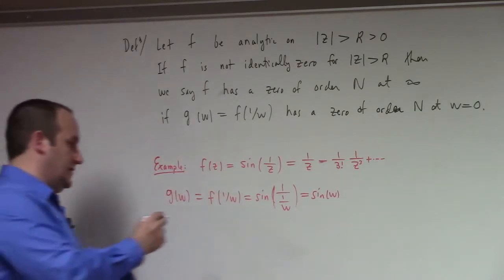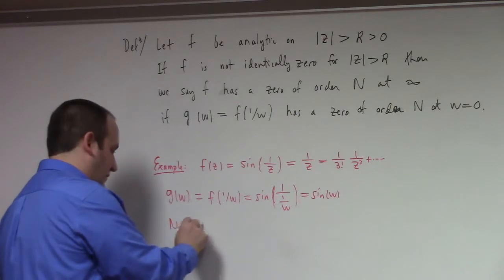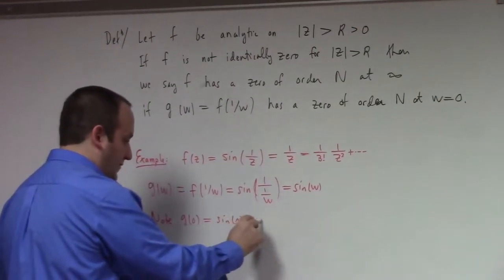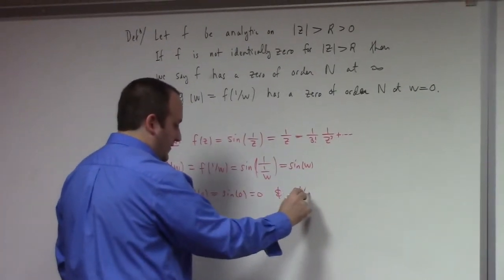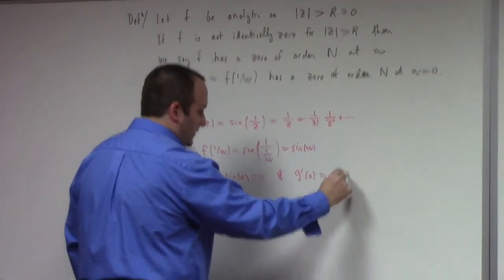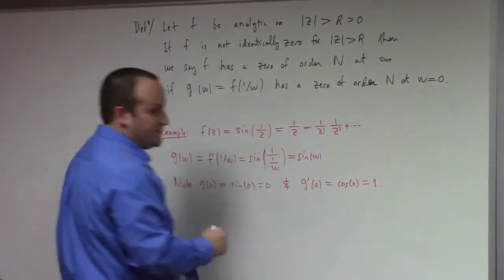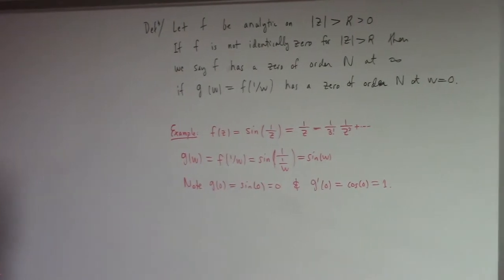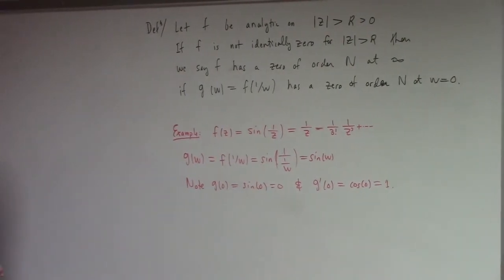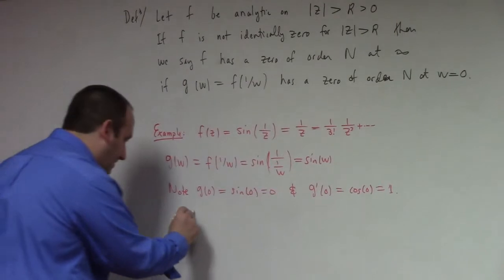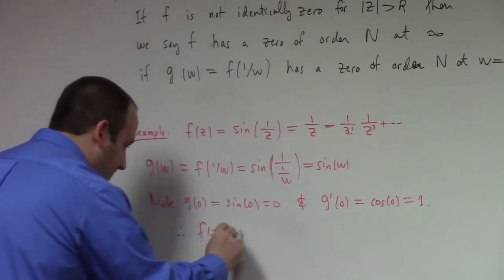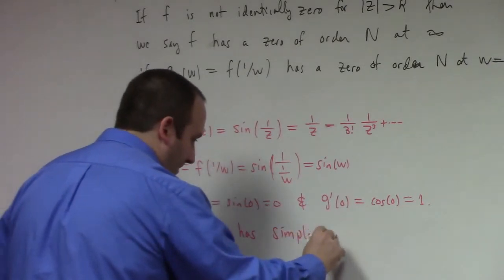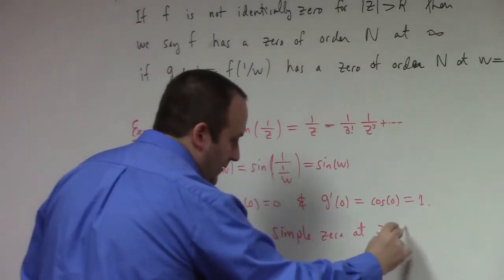How do I know that? Note, g of 0 is equal to sine of 0, which is 0, and g prime of 0 is equal to cosine of 0, which is 1. So therefore, by definition, it's a simple 0, a 0 of order 1. Hence, f of z has a 0, also a simple 0, at infinity. All right.